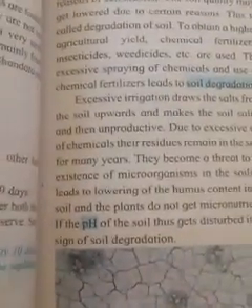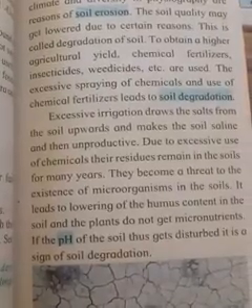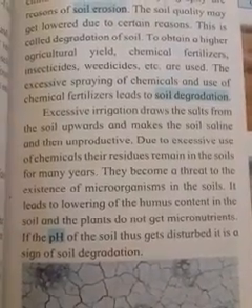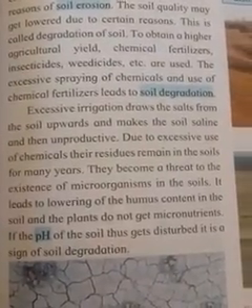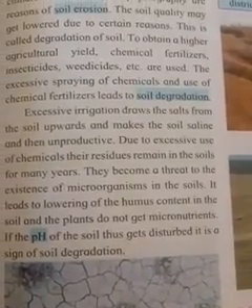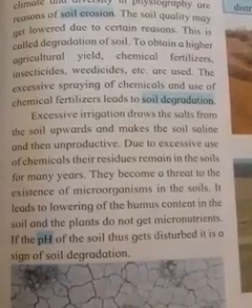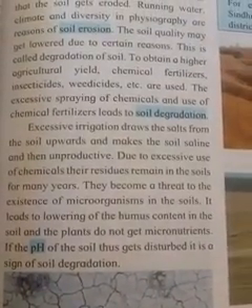The excessive irrigation draws the salt from the soil upward and makes the soil saline and then unproductive. That means excessive irrigation draws the salt from the soil upward and makes the soil saline.